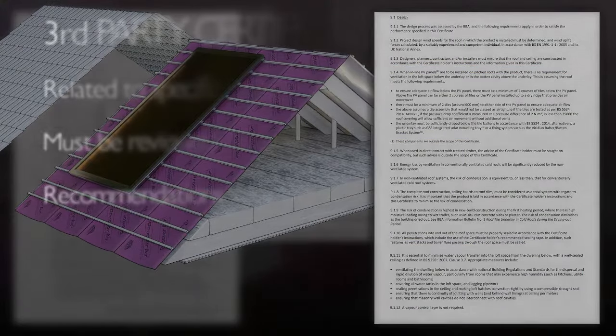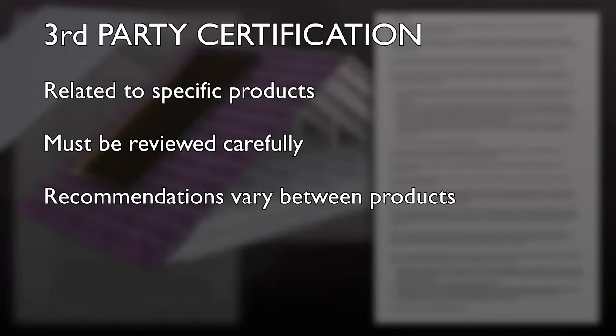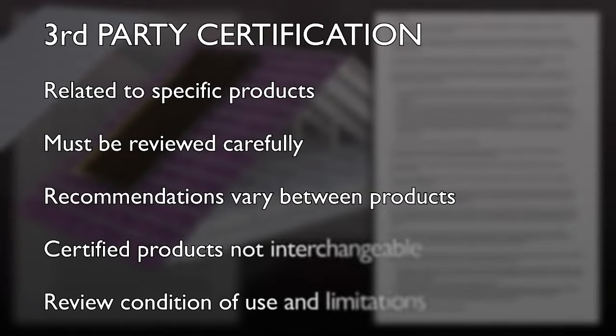Because the recommendations given in a BBA certificate relate to that specific product, it's important they're reviewed carefully. Some of these recommendations relate to the specific air permeability of Proctor air or to testing and modelling unique to that product. This means that products which rely on third-party certification for approval are not typically interchangeable, as each certificate will have different conditions for use.